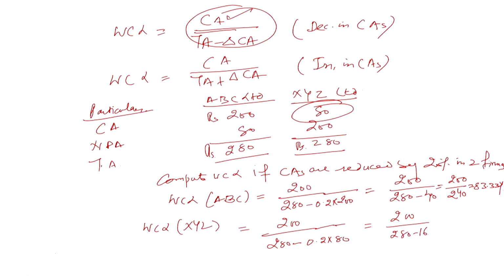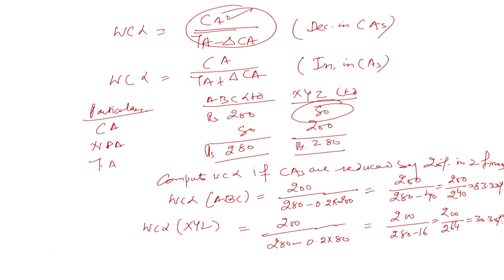So if you find out this amount, this will be how much? That is 200 divided by 264, and that amount is 30.30%. So this is the second percentage, that is 83.33 and this is the 30.30 we have calculated in the two companies, in case there is a reduction in the current assets by 20%. So we have calculated it. Now how do we interpret it?